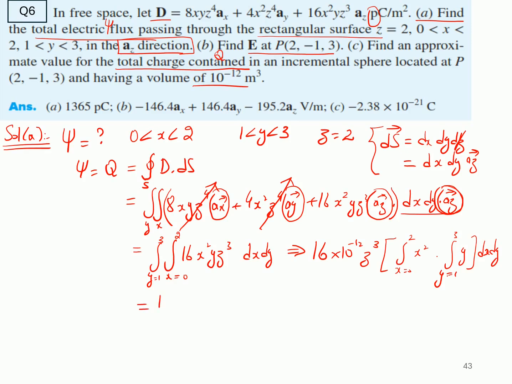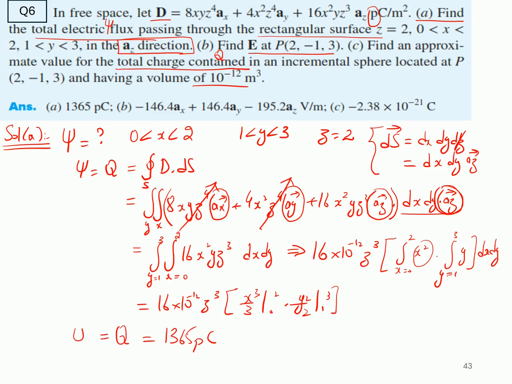Then it comes out to be 16 into 10 raised to power minus 12 z cube, and inside this becomes x cube by 3, with limits 0 to 2, and the other one comes out to be y square by 2, from 1 to 3. Once you input everything, your answer should come out to be 1365 picocoulomb, and that is the charge, which indeed is the electric flux that is required. So this is the solution to the first part, part A.